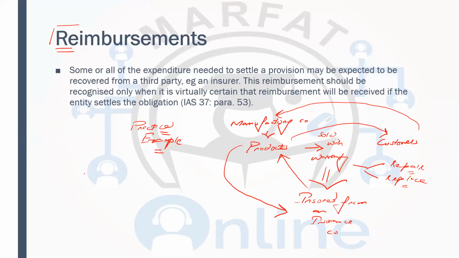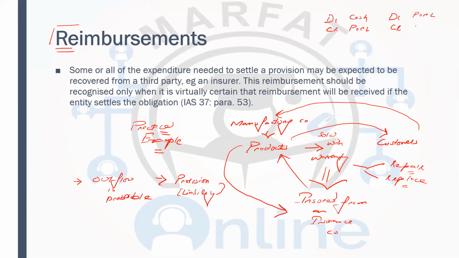So that means it gives rise to two things. The first thing is that there is an expected outflow. Outflow is probable. When outflow is probable, that means you need to record the provision. Now, provision is a liability. And the amount which the insurance company will be paying to you is actually an asset for you. When they are paying you, the cash will be an asset, or in terms of the income statement, it is going to be an income. For example, when they will be paying you, you will be recording debit cash, credit profit or loss. And when you're recording the provision, you are recording debit profit or loss, credit provision.